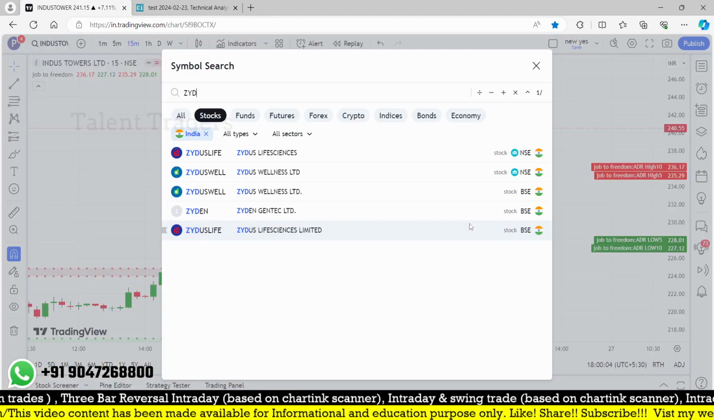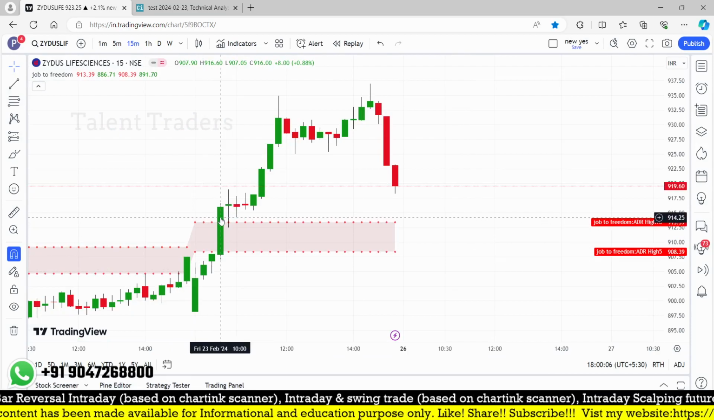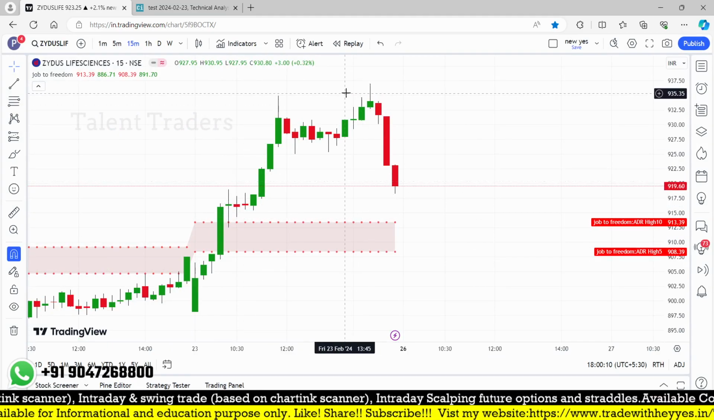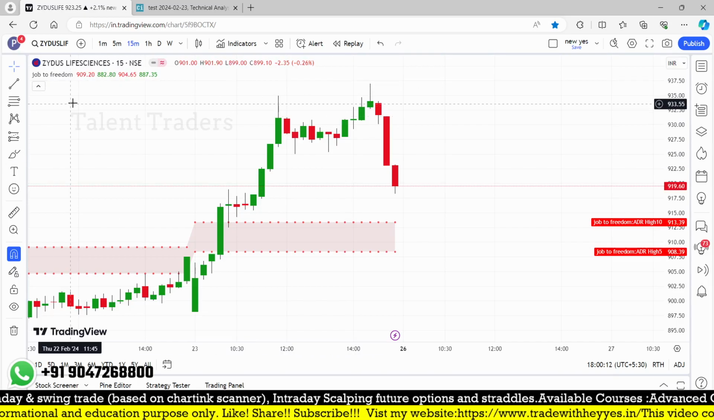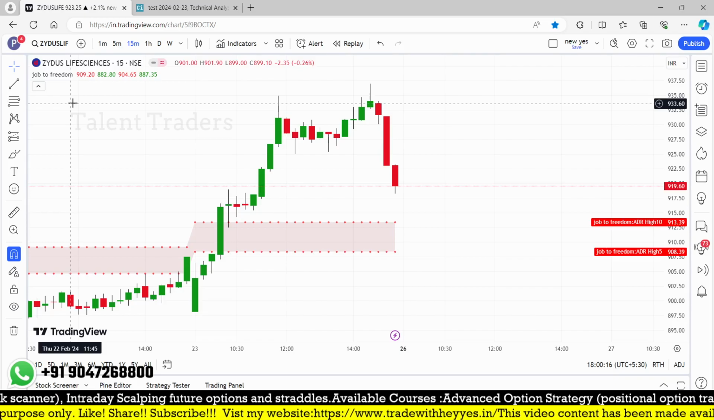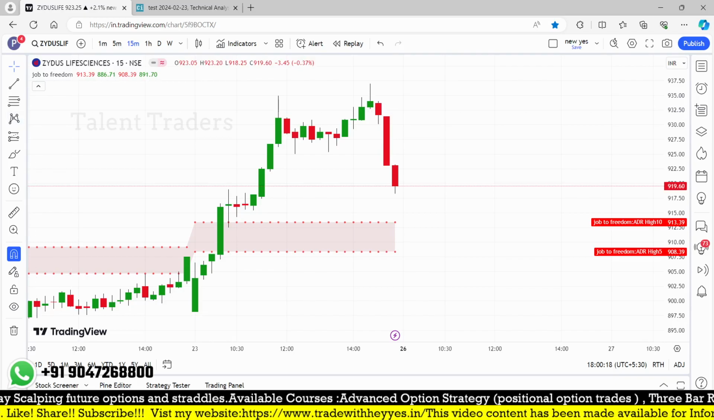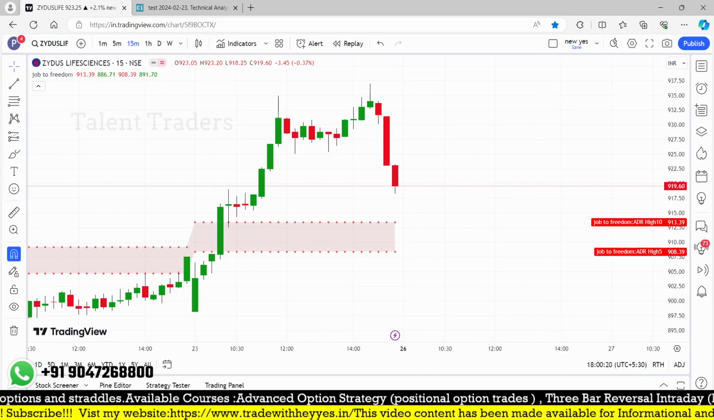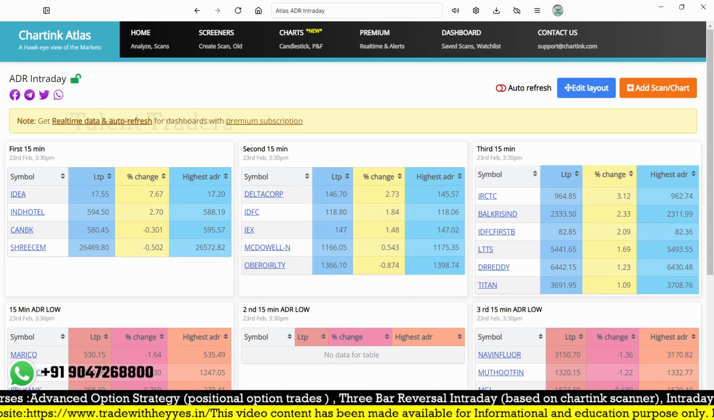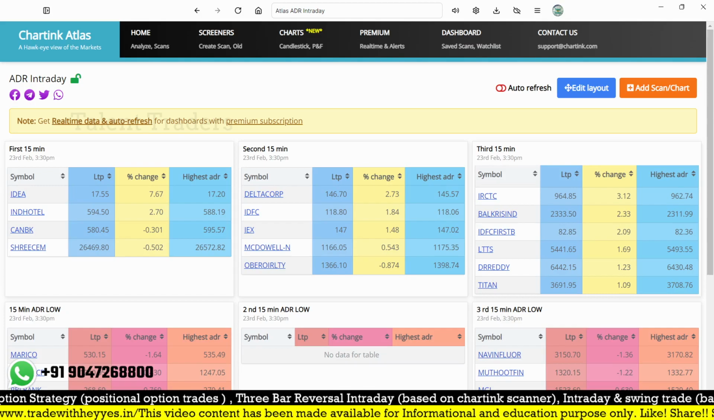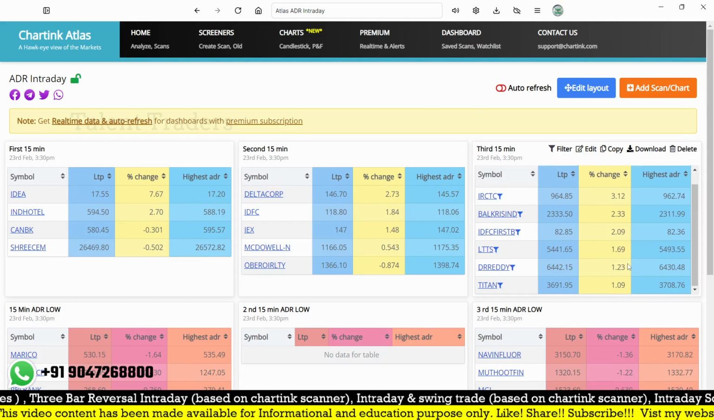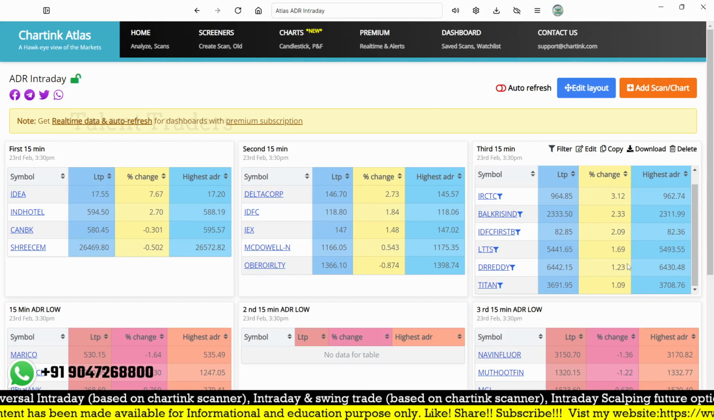And Zydus Life, one more thing. This fourth candle is also giving you such a big move, from 916 to 936. So we are collecting all three together and making a dashboard. From that we can easily find the ADR stocks which have a low stop loss, that means below 1%. Instead of making many stocks, we will be finding first, second, 15 minutes, third, and fourth.